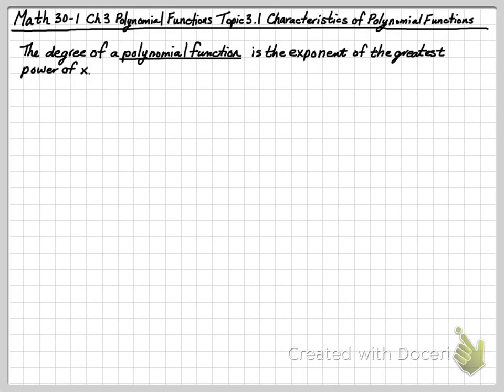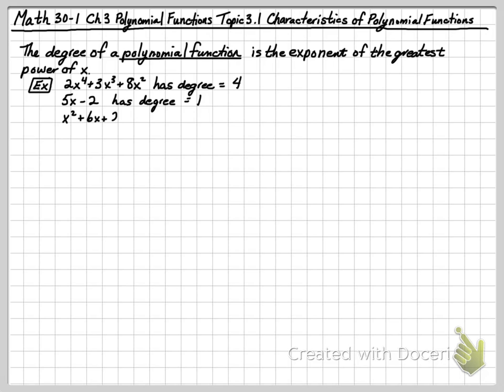The degree of a polynomial function is the exponent of the greatest power of x. For example, 2x to the fourth plus 3x cubed plus 8x squared is going to have a degree of 4, because 4 is the power on the biggest exponent. 5x minus 2 has a degree of 1. x squared plus 6x plus 2 has a degree of 2.